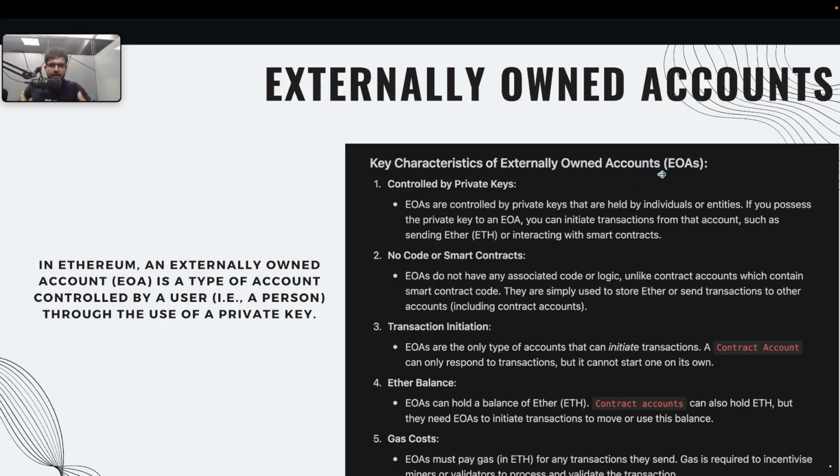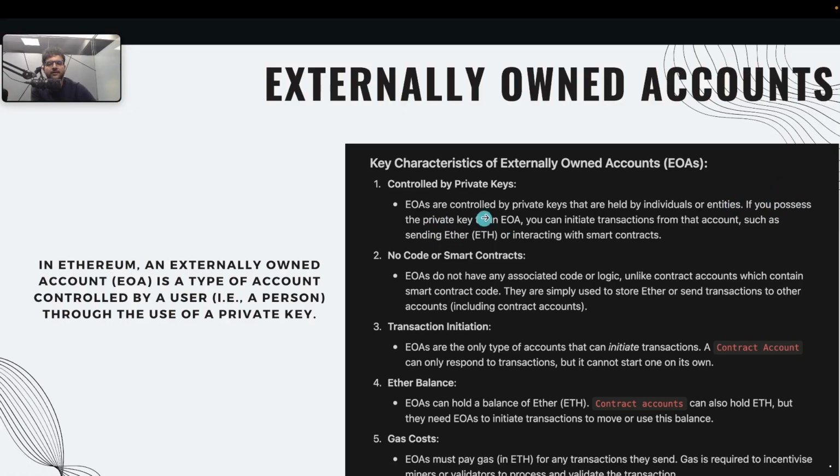What do you think? What is an externally owned account? Now some of you have Solana accounts, some of you are receiving bounties in those Solana accounts. So what are the characteristics of those public keys that you create yourself? They are controlled by private keys. Externally owned accounts are controlled by private keys that are held by individuals or entities. I hold my own private key. If I share it with you, then you can pretty much sweep all of my assets. So that is something you keep very close to yourself.